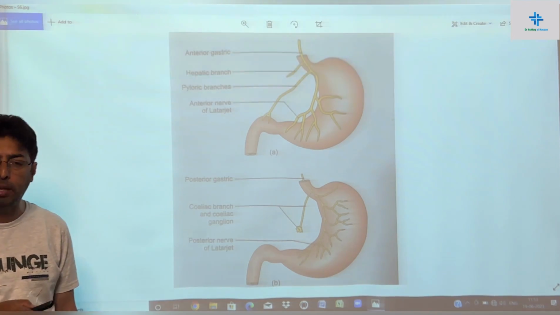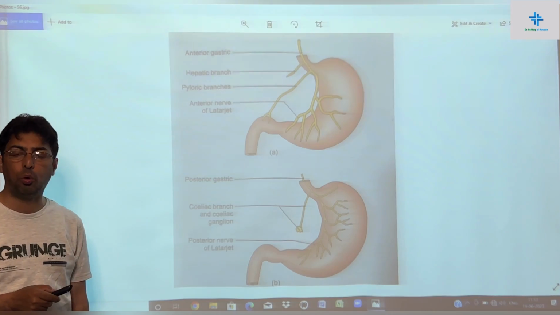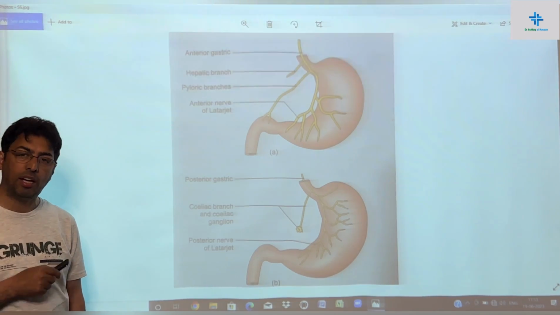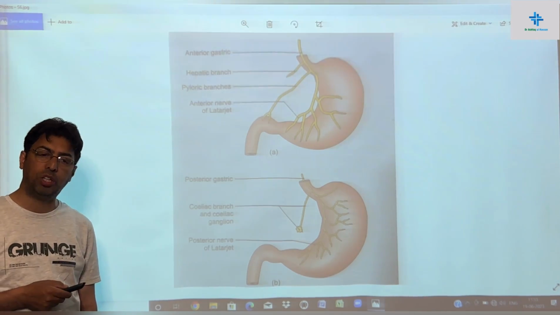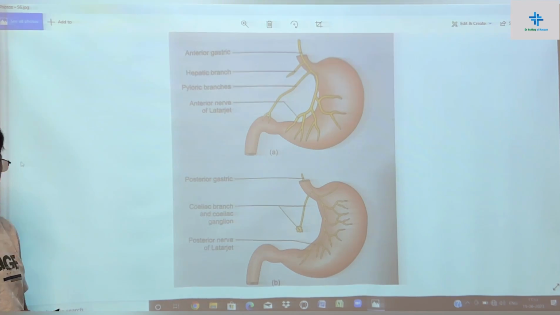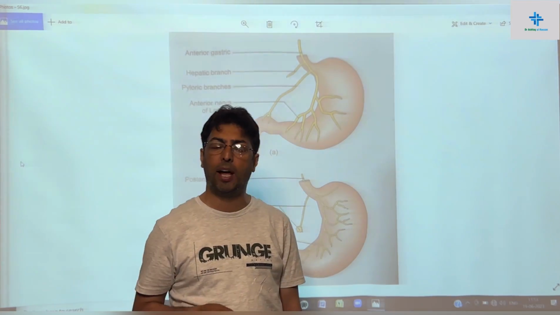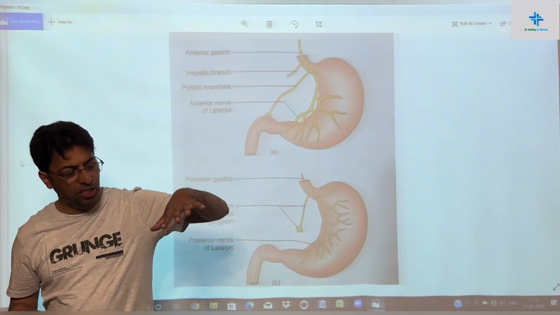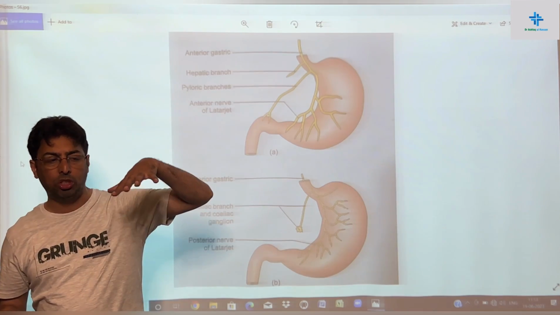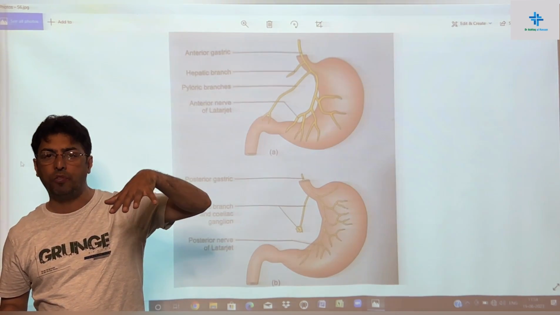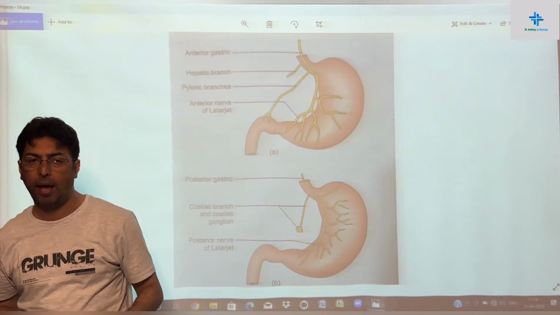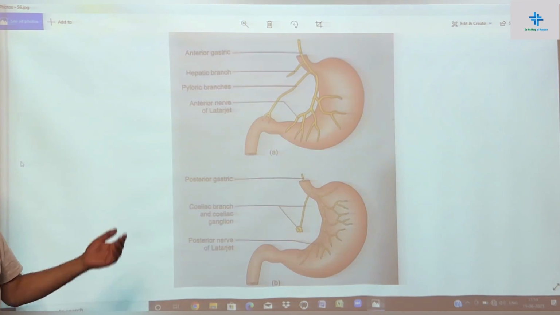The third thing sometimes asked is, what is the crow's feet appearance of the nerves at the stomach? We have the branches of the vagus which supply over here, and the branches are the hepatic branches, the gastric branches, and the pyloric branches. They form an appearance just like the feet of a crow, and that is given the name crow's feet. So this is from an academic viewpoint.